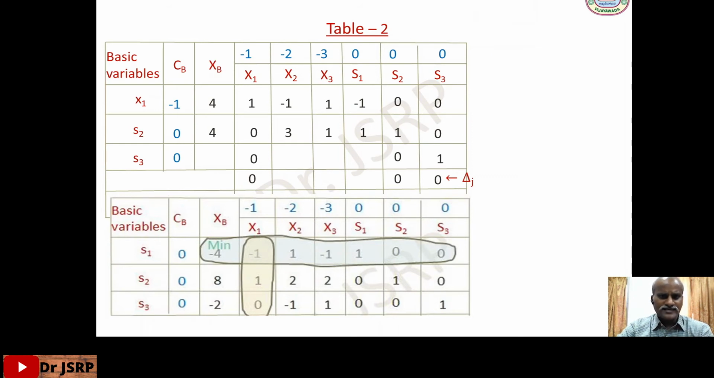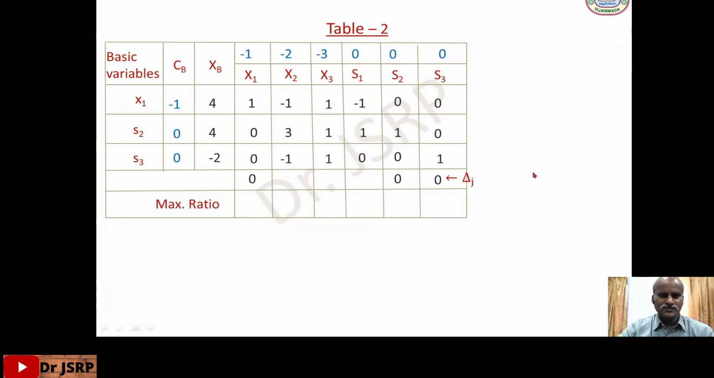Similarly, to calculate the third row, the present value minus 2 minus the pivot column element 0 by the pivot element minus 1 into the pivot row element minus 4. Simplify this: minus or minus plus 0. Minus 2 plus 0 into the remaining 0. So minus 2. For this whole row calculation, here we have 0, so we get the same values. So this is minus 1, 1, 0. Like that, this is the next feasible solution.